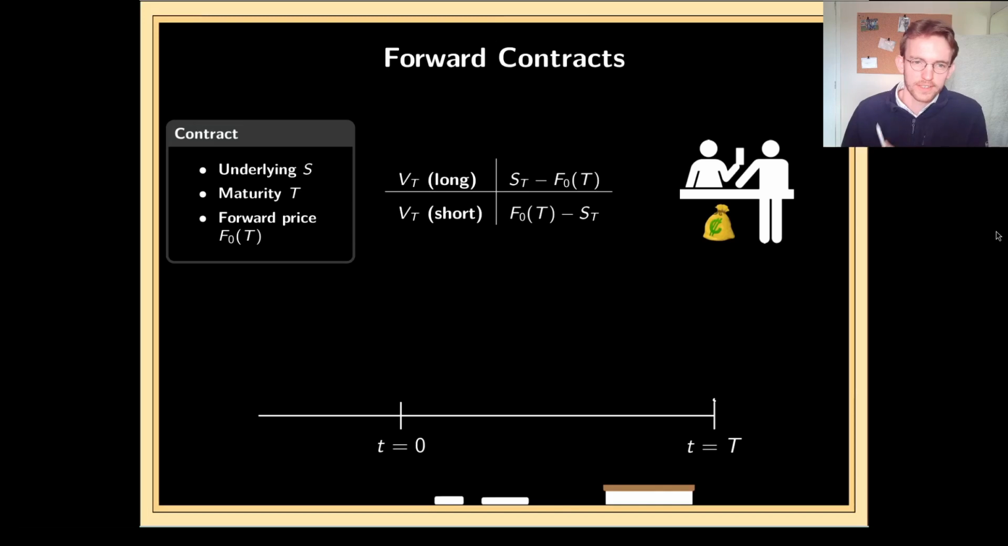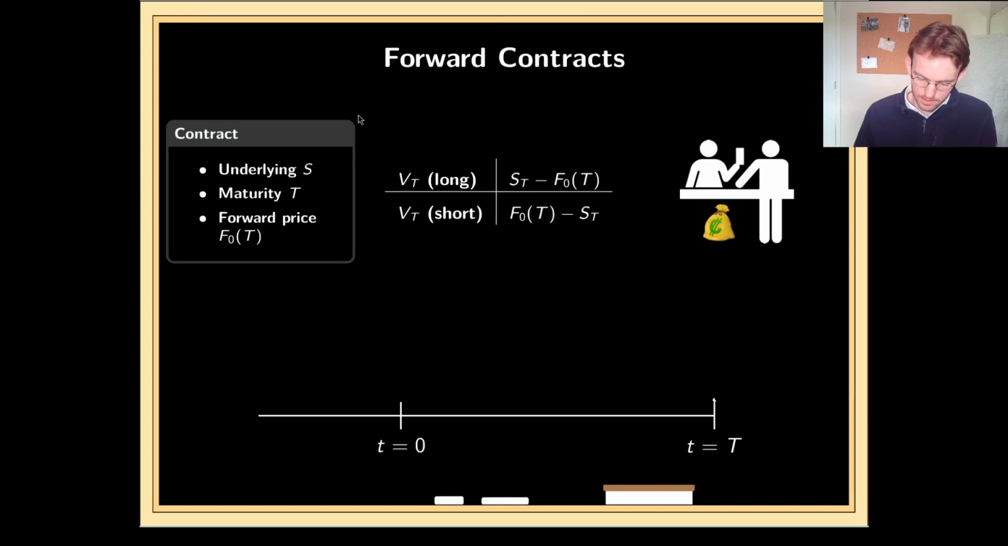So a forward contract is a contract between two parties which involves an underlying asset S, and it has a maturity, and the parties agree upon a forward price. Now the contract has a buyer and a seller, and they both agree that at time t in the future, the buyer will buy the asset S from the seller.